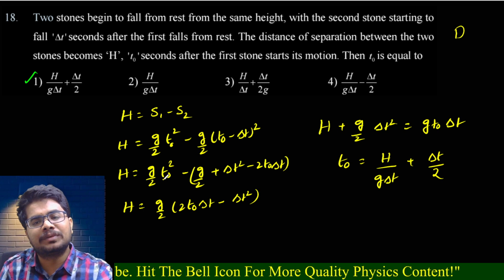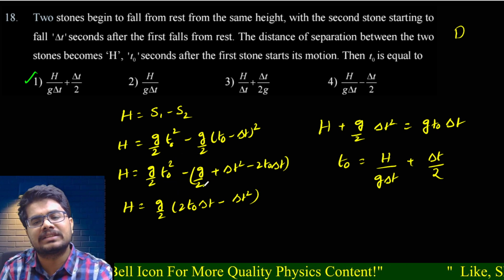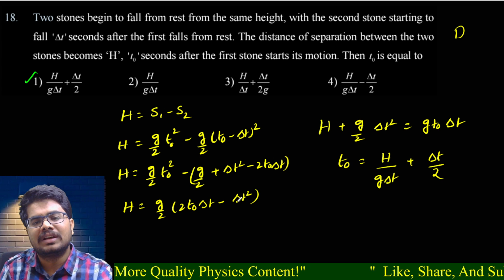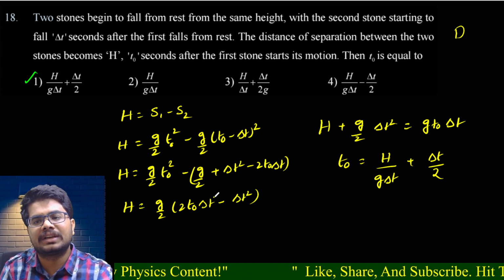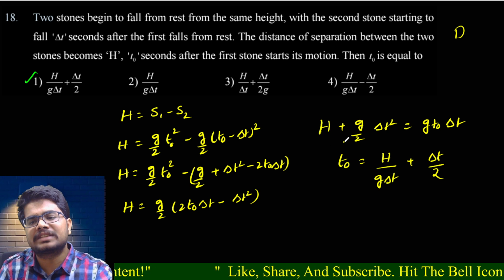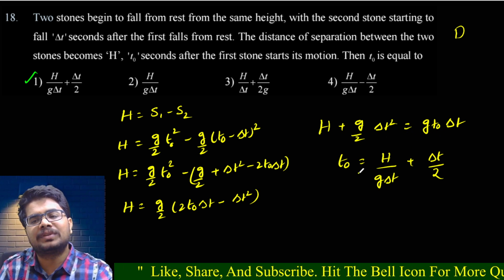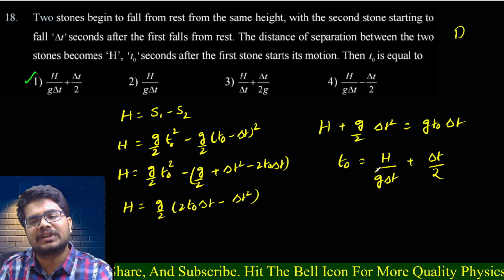Expand it. When you open the bracket, something cancels. G by 2 delta t square gets cancelled. Then what will happen? G by 2 into 2 t naught delta t minus delta t square. So you need h. Open the bracket and send the negative term to the LHS side. We'll get h plus g by 2 into delta t square equal to g t naught into delta t. Therefore t naught equals h by g delta t plus delta t by 2.